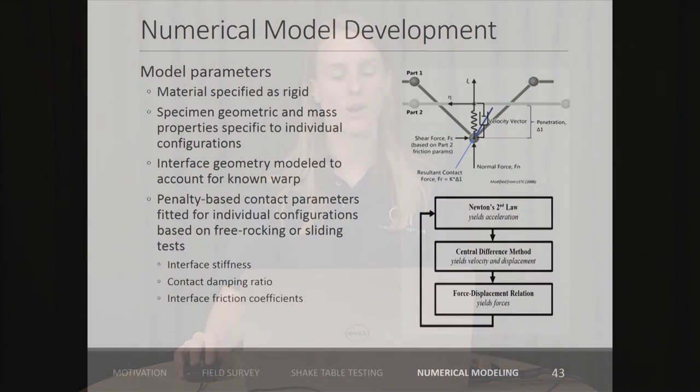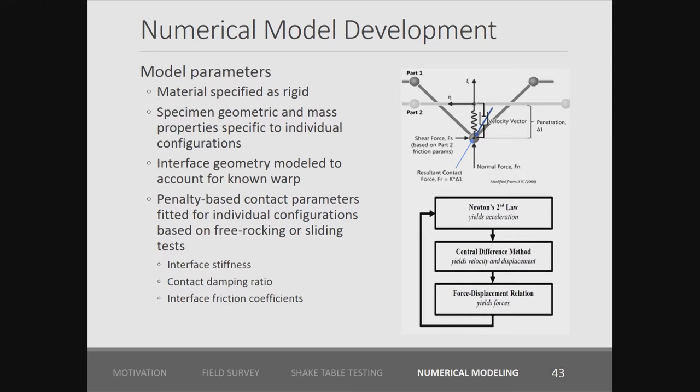The numerical model further incorporated a rigid material model, and thus calibration of these material properties was not required. In addition, the geometric properties of an individual configuration were specified from the individual experimental configurations. And further, all configurations incorporated a known interface warp. This leaves the remaining contact parameters to be fitted to the individual configurations based on the free rocking or sliding tests. And this was done in terms of the interface stiffness, the contact damping ratio, as well as in terms of the frictional interface coefficients. This process yielded a configuration-specific model, which can then be compared to the dynamic response subject to an earthquake motion.